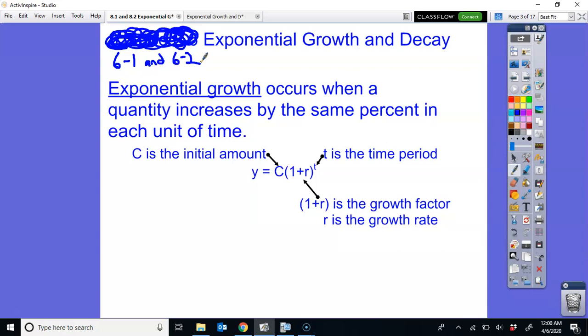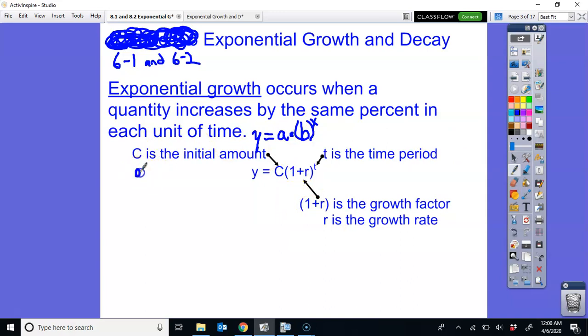So exponential growth occurs when you have a quantity increasing by the same percent in each unit of time. It doesn't necessarily have to be time that we're talking about exponential growth, but typically we do. In your textbook, I'm going to warn you ahead of time, your textbook is going to have y equals a times b to the x. Or they may put that b in parentheses, kind of like this 1 plus r is in parentheses. But both of these functions essentially mean the same thing.